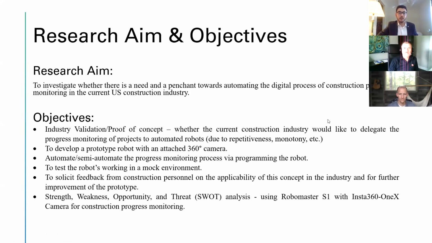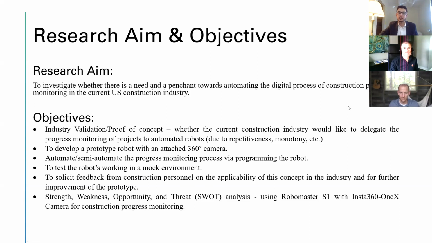The second objective was to develop a prototype robot with an attached 360 camera. The third was to automate or semi-automate the progress monitoring process via programming the robot. The fourth was to test the robot working in a mock environment. We went to the Robbins and Morton construction field lab that's recently constructed. That was our construction mock environment. And then to solicit feedback from construction personnel on the applicability of this concept in the industry and for further improvement of the prototype. That's where we start to gather the research data from the trials that we conducted in that mock environment.